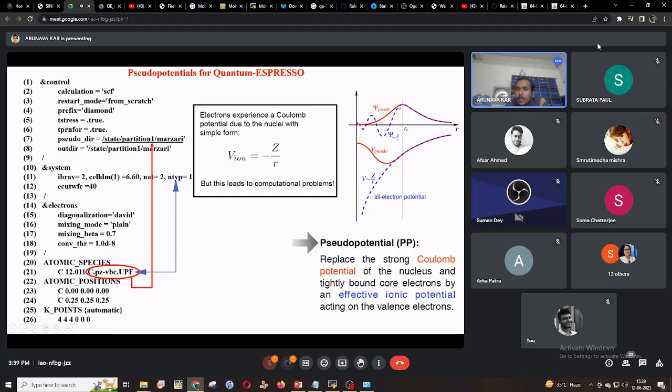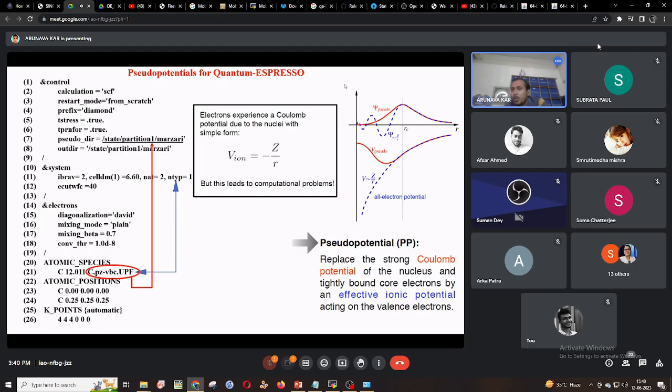In the same way, the pseudo wave function is also replaced by a smooth function in this kind of pattern. What will happen is the calculation will run in an effective way, and the number of Fourier expansion coefficients will also be reduced. So both will help us calculate the properties of the system. So this is the motivation for the pseudopotential.